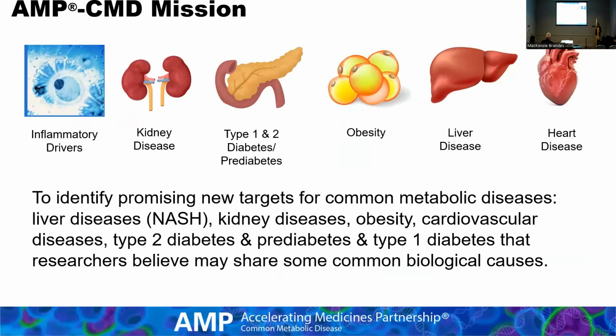So with that, this is our mission, and what you're going to hear about next is a perspective from industry as to why they want to work on such a problem, to use human genetics to address target identification and validation. Our goal with this partnership is to do this across common metabolic disease, inflammatory drivers, kidney disease, type 1 and type 2 diabetes, obesity, liver disease, and finally heart disease. Because these have similar biological pathways and underpinnings, studying all these diseases in concert will hopefully give us answers to some of the ideas for new drugs and new targets.